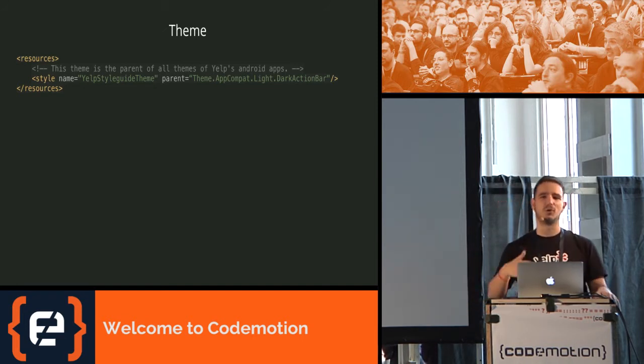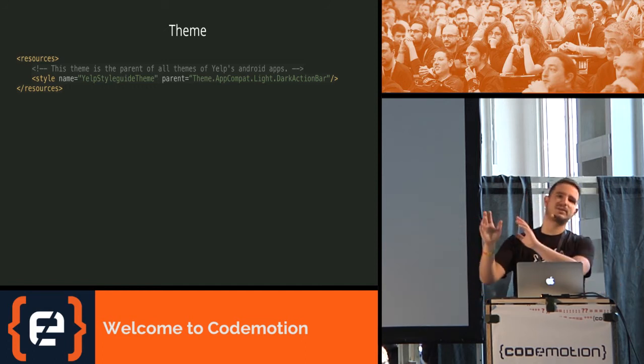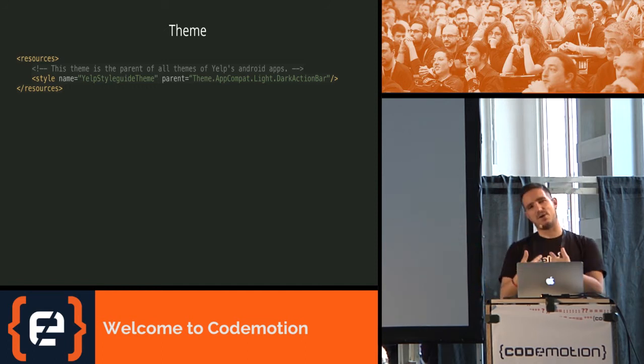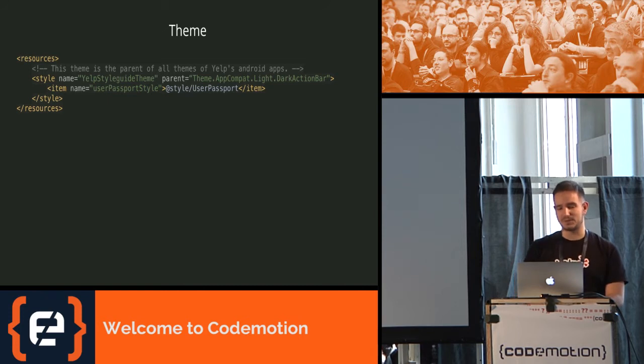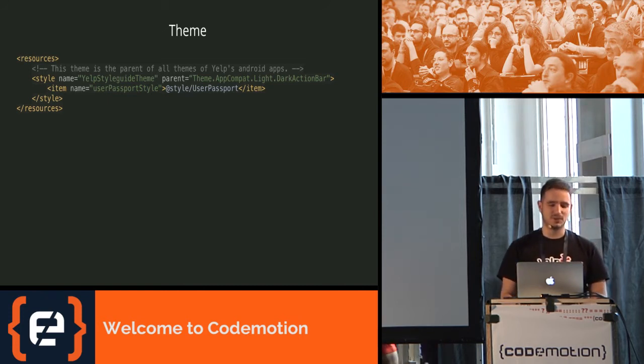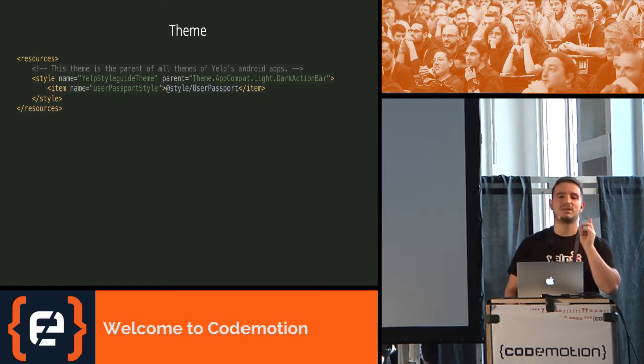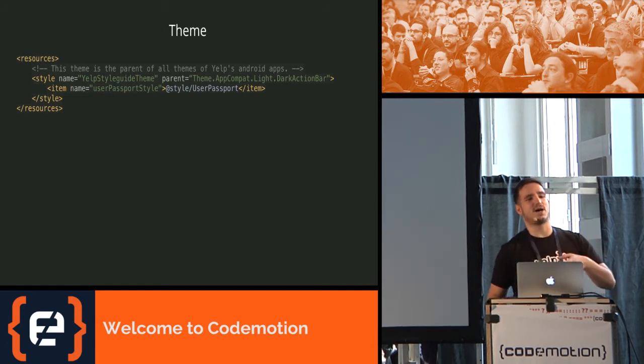So we don't want to override all the properties. We want to, I don't know, use the default text view and then use our own business user passport. And then what do we do? We set as a default the user passport style attribute to a style user passport. This is going to be the default user passport style.